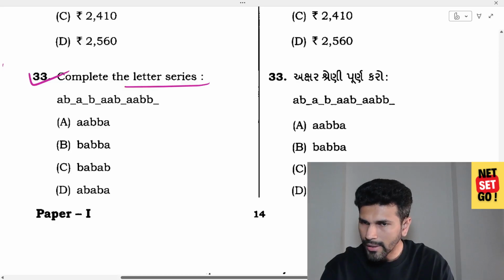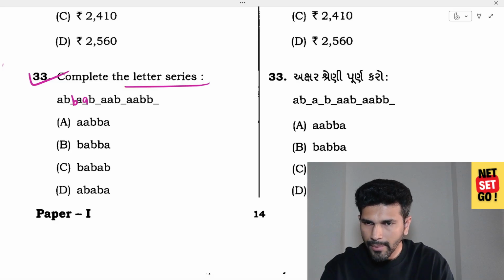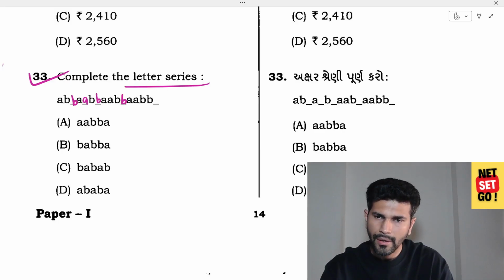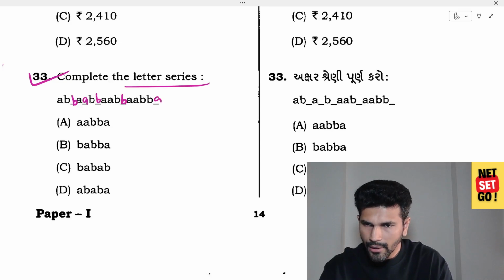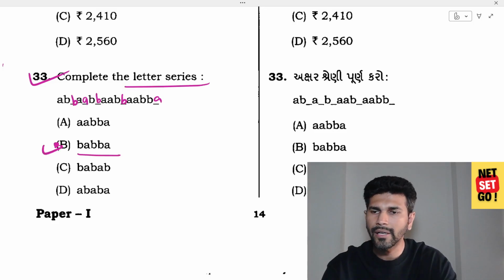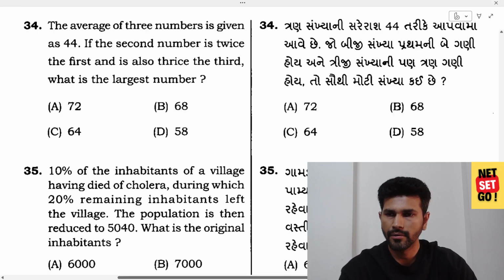બિલ્ડઅપ કરવાનું છે A B B A A B B A A B B A A B B A B A B B A B A B B A. Option B is correct answer. Next, the average of three numbers is given as 44.